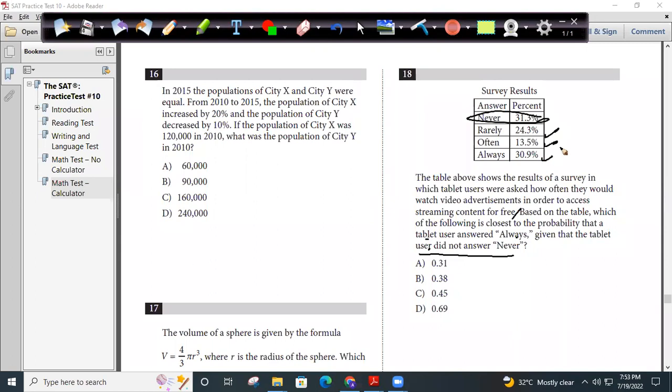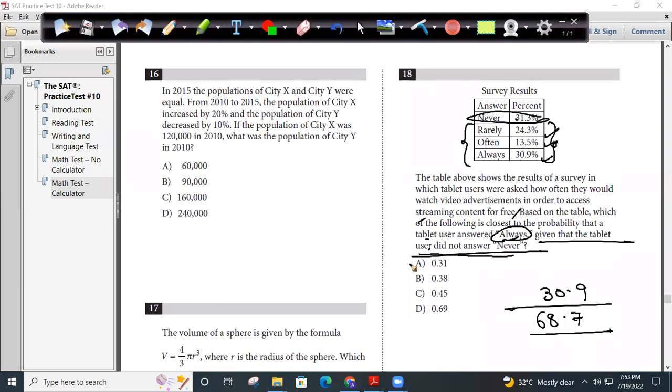Given that the table user did not answer never, so how many answered never? 24, 13.5, that is the same as 100 minus 31. 100 minus 31 is almost 69. So 68.7 comes in the denominator. These are my favorable events. Out of the students who did not answer never, how many of them answered always? Always is 30.9. 30.9 by 68.7. I think the answer is either A or B. Just do the calculation and you'll get the answer.